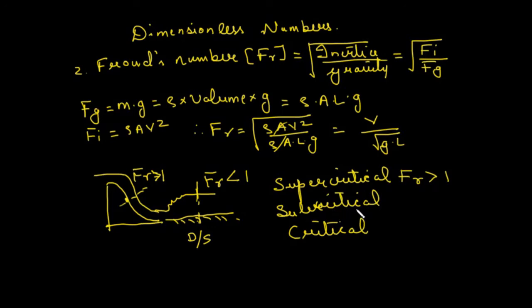So a flow will be supercritical when Froude number is greater than 1. A flow will be a subcritical flow when Froude number is less than 1, and it will be termed a critical flow for Froude number equal to 1. So Froude number plays an important role in governing the flows in open channels in this way.